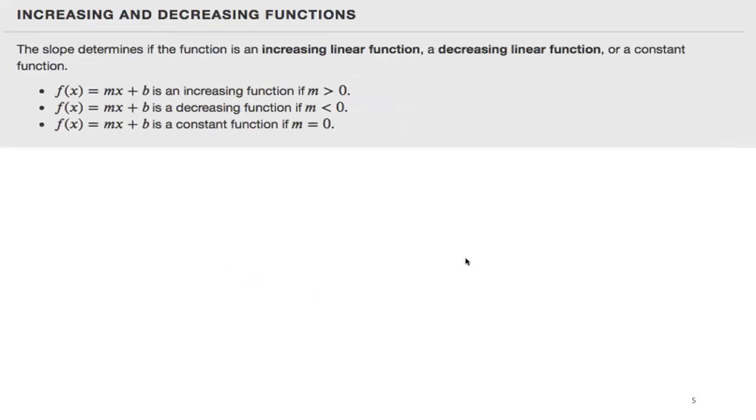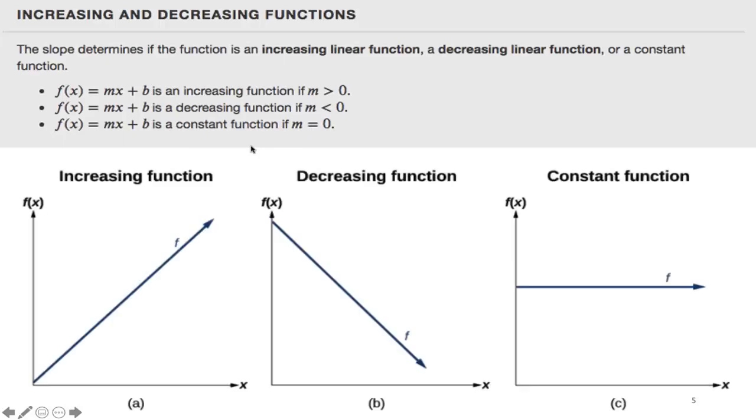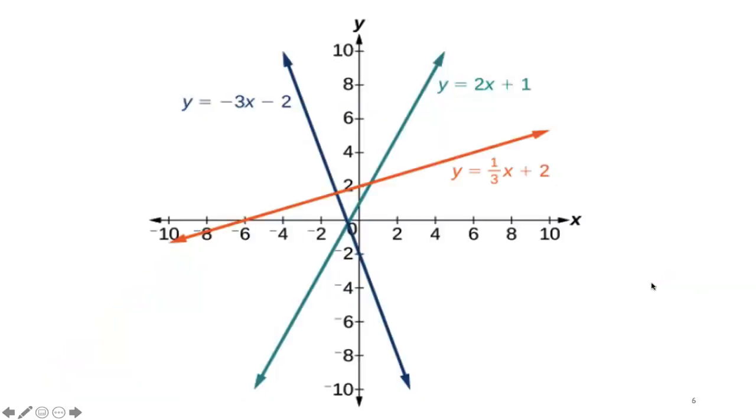And the slope determines whether the function is increasing, decreasing, or constant. If the slope is positive, the function is increasing. If m is negative, it's decreasing. If m is 0, then the function is constant. So for example, if the slope is positive, it will be this case right here, where the function is increasing from left to right. And if the slope is negative, then the function is decreasing from left to right. And if the slope is 0, the function is constant, or stays the same.